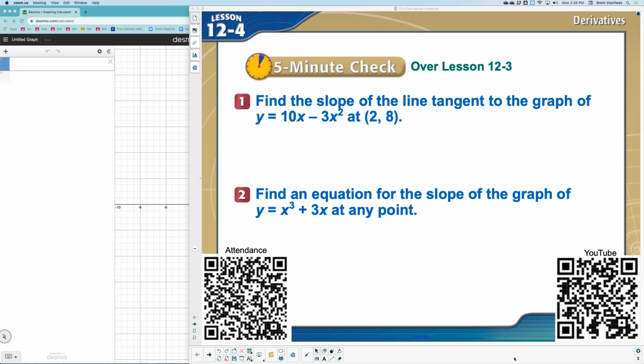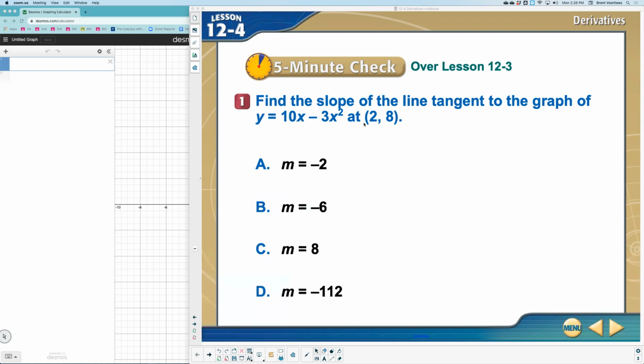12.3, specifically with limits of values as they approach a point, like the instantaneous velocity or rate of change, which is what we heard a lot about last class.